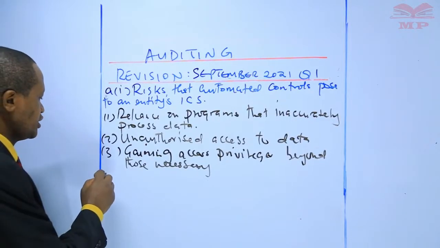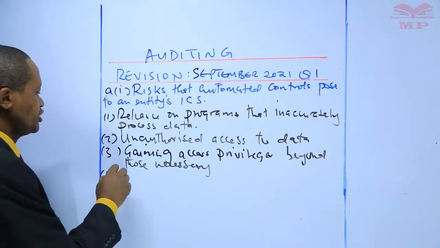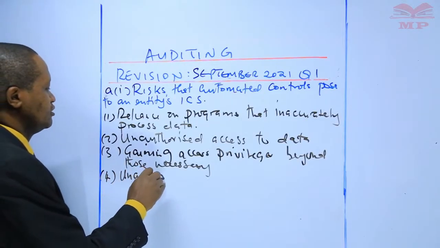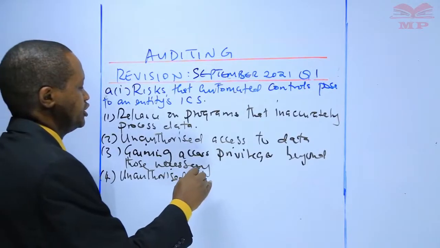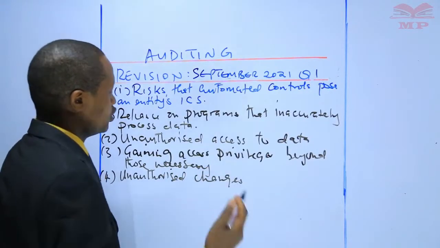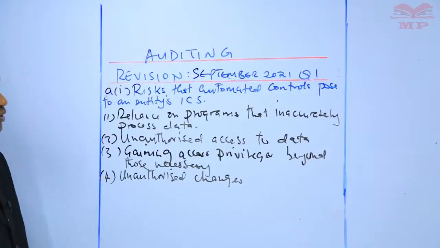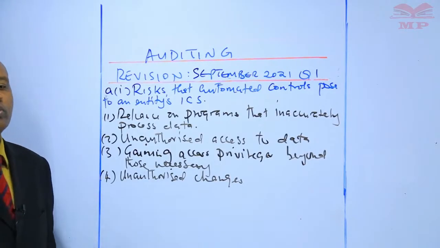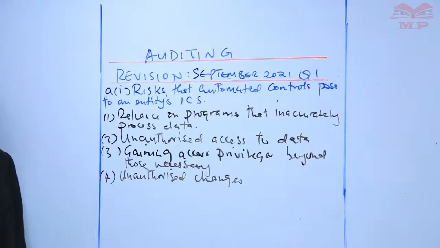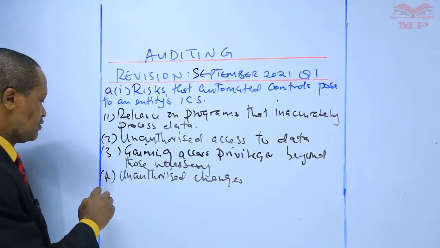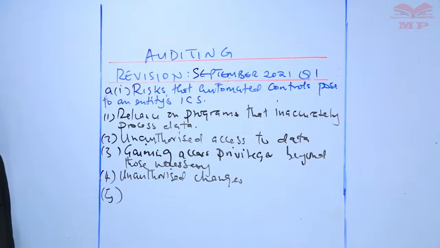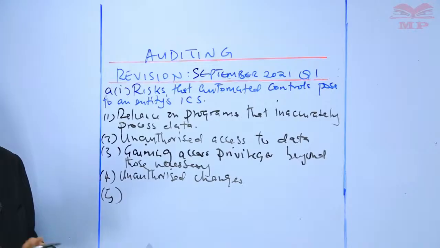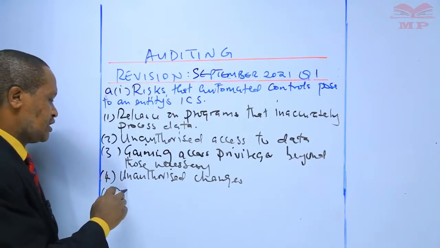Unauthorized changes, there is also risk of unauthorized changes. Those who have access to the database, for example, may make changes, yet they are not authorized to make such changes, unauthorized changes to systems or programs, right? Then number 4 or 5, the 5th risk is that one related to unauthorized changes to systems or programs.